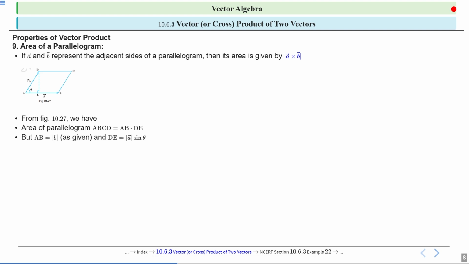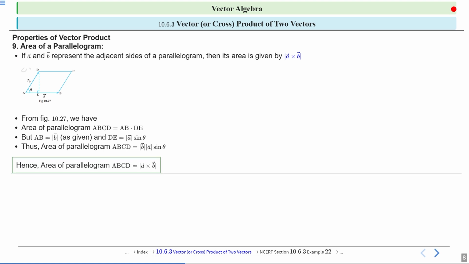But AB is equal to the magnitude of B vector, and DE is equal to the magnitude of A vector times sin theta. Thus, the area of the parallelogram ABCD will be equal to the magnitude of B vector into the magnitude of A vector sin theta.